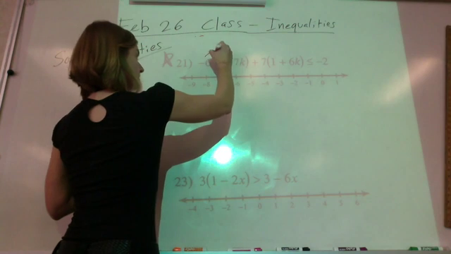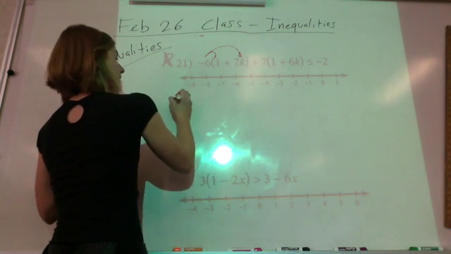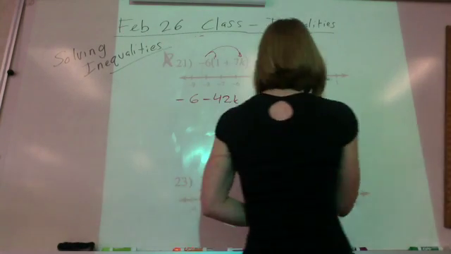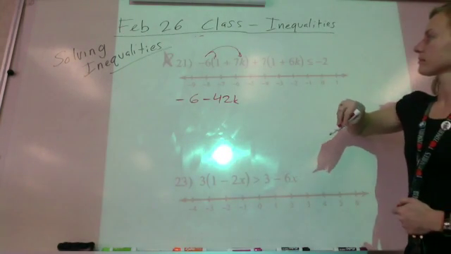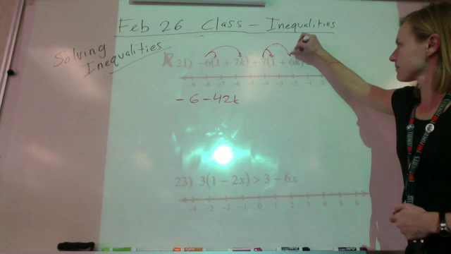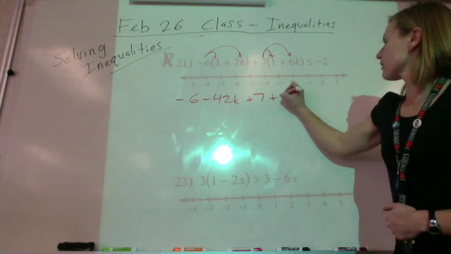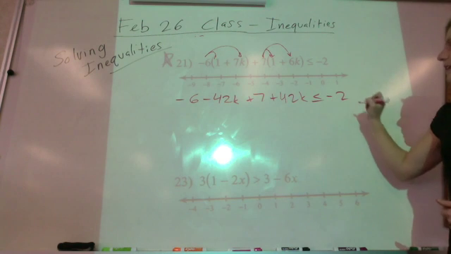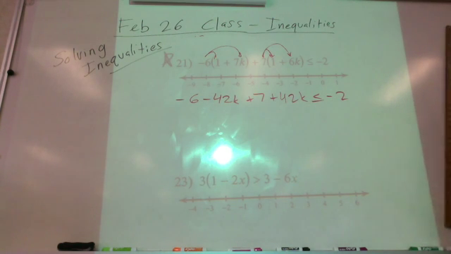Distributing it. 1 and 7. Okay, so I have a negative 6 minus 42k. All right, what am I doing with this 7? Distributing again. So plus 7 plus 42k is less than or equal to negative 2. We good so far? Okay, let's start combining things.